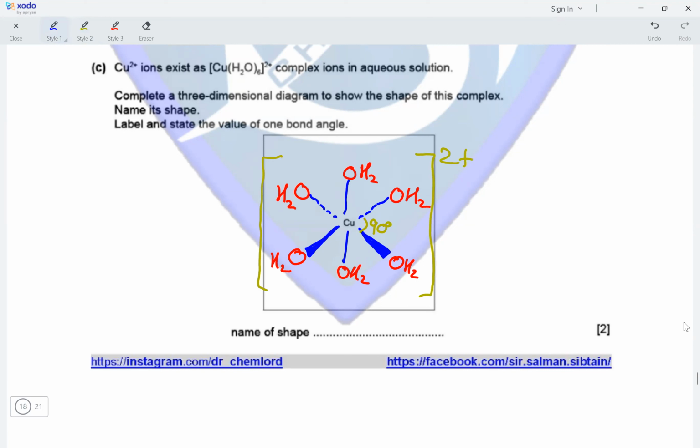And they've asked for the name of the shape. The name of the shape is octahedral.